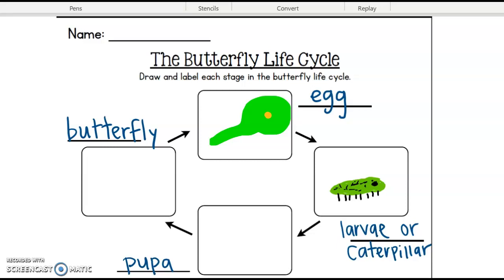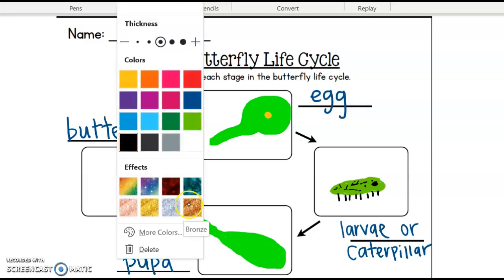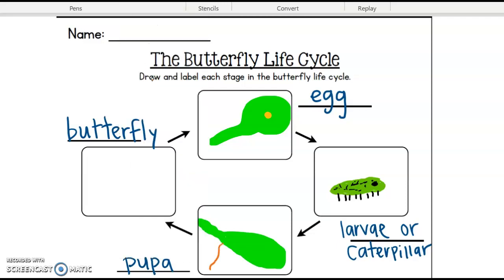Okay, the next stage is the pupa. And they said that the pupas hang off either a leaf or stem. So whatever you want to do, I'm going to draw mine off the side of a leaf. Pupas are like a brown color or orange or blackish. They kind of look like this and they just hang off there. Kind of like an L or a J shape. Go ahead and draw yours.